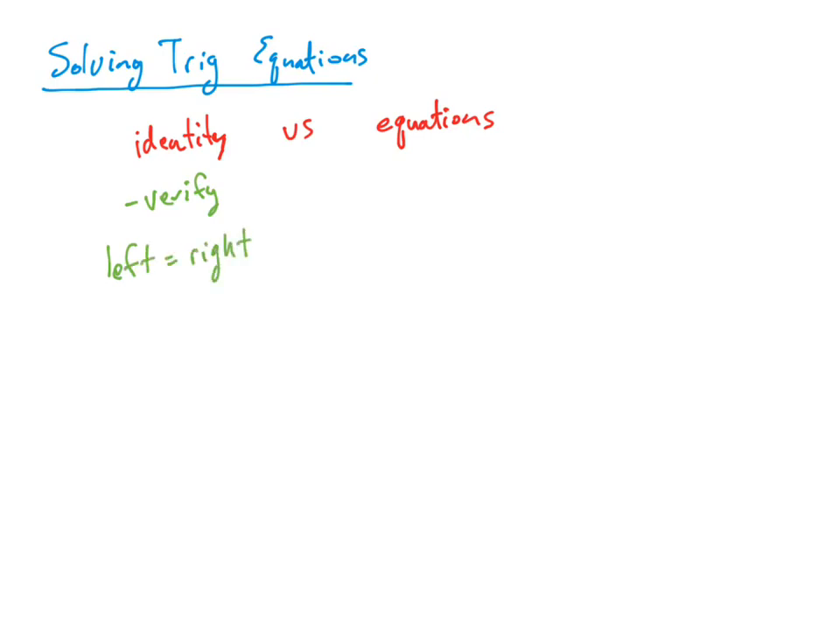When we have an equation, what we want to do is solve for the angle. It's kind of like when we're solving any algebraic equation, we want to find all the values that make the equation true. So here we want to solve for the angle that makes the equation true. In this video, we'll do some pretty basic equations so that we can get the idea of how these work.